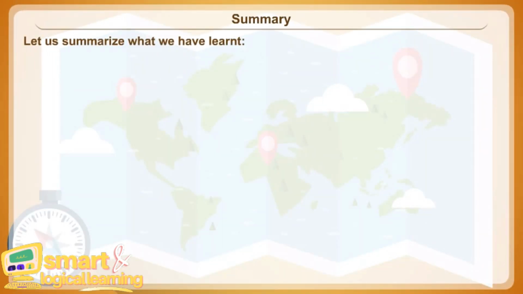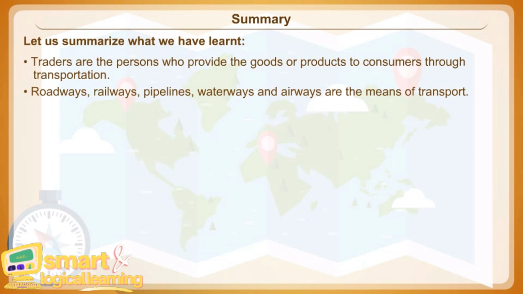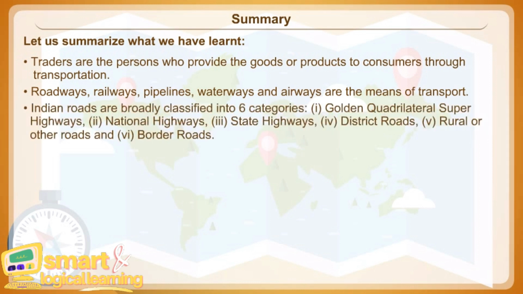Summary. Let us summarize what we have learned. Traders are the persons who provide the goods or products to consumers through transportation. Roadways, railways, pipelines, waterways, and airways are the means of transport. Indian roads are broadly classified into 6 categories. 1. Golden quadrilateral superhighways. 2. National highways. 3. State highways. 4. District roads. 5. Rural or other roads.